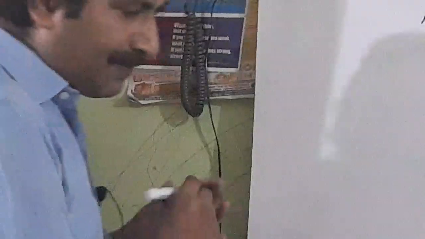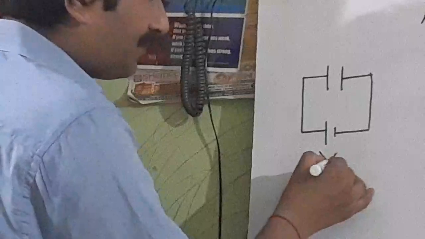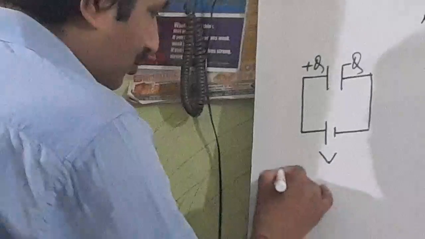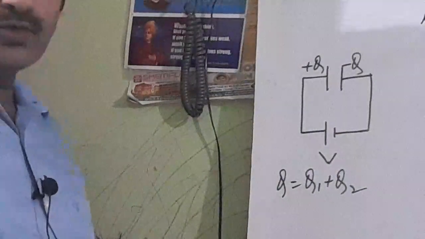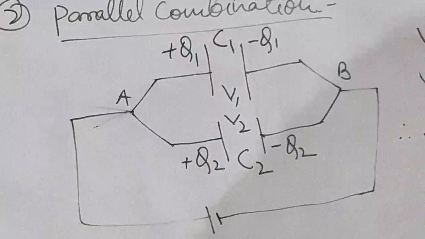Now let us see the expression for capacitance. If you use a single capacitor in place of both the capacitors and connect it to the same cell with potential difference V, it draws a charge plus Q in such a way that this Q is equal to Q1 plus Q2. Q is equal to Q1 plus Q2 because whatever charge is supplied by this cell is distributed into two parts, Q1 and Q2.